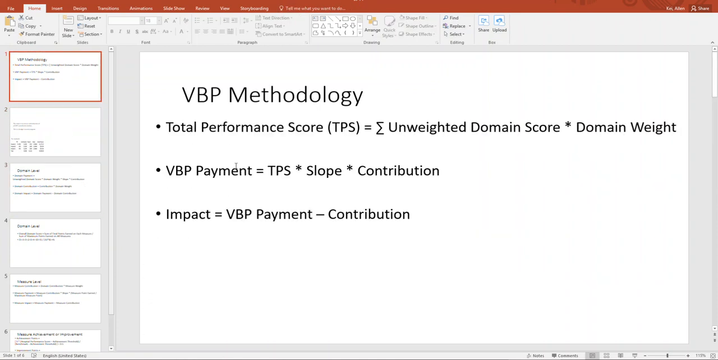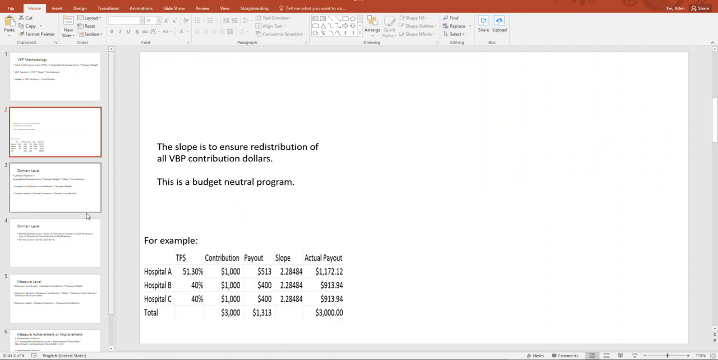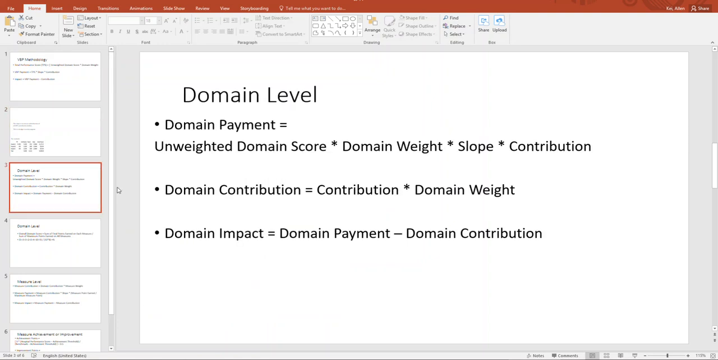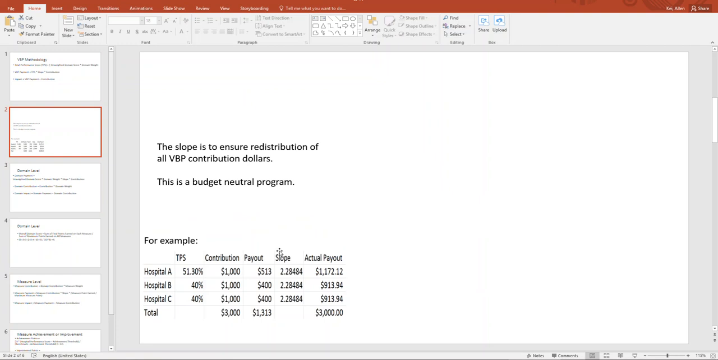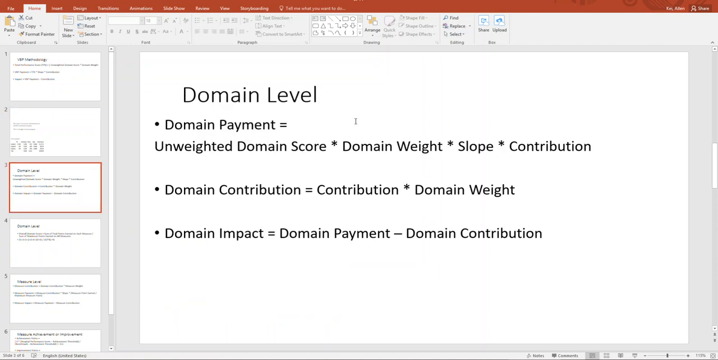So feel free to pause the video and take a look to make sure that you understand the program and the methodology here. So now we are just talking about the high level, just on the institution level, and now we need to drill down on the domain level. So feel free to pause the video and make sure you understand step by step as we go down at different levels. And basically now we are going to talk about the domain level.